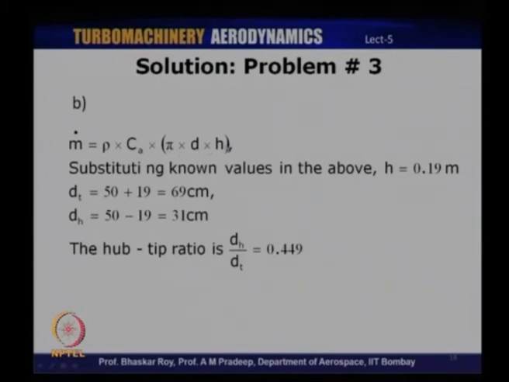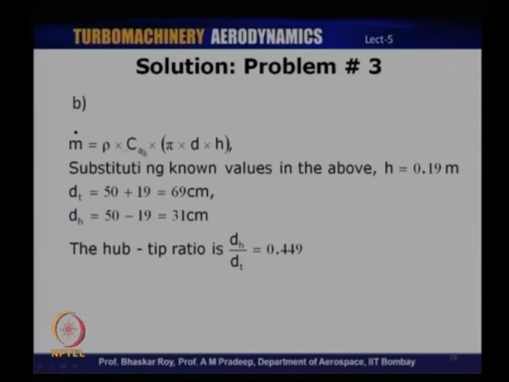is known, mean diameter and the blade height from this can be calculated, because from mass flow rate, density, hub diameter is mean diameter minus the blade height, and that is 31 centimeters. So, the tip diameter is 69 centimeters and the hub diameter is 31 centimeters. And therefore, the hub to tip diameter ratio is 0.449.